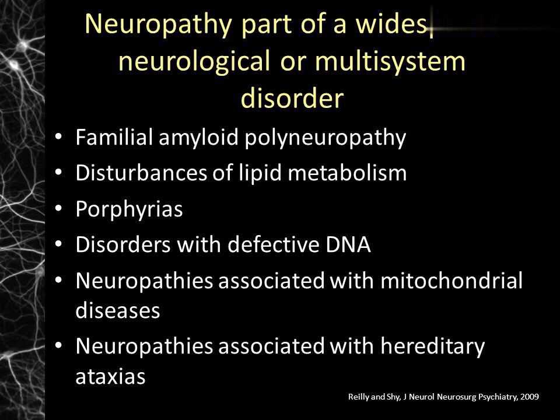Familial amyloid polyneuropathy. Disturbances of lipid metabolism. Porphyrias. Disorders with defective DNA repair. Neuropathies associated with mitochondrial diseases. Neuropathies associated with hereditary ataxias. Reilly and Shy, Journal of Neurology, Neurosurgery and Psychiatry, 2009.